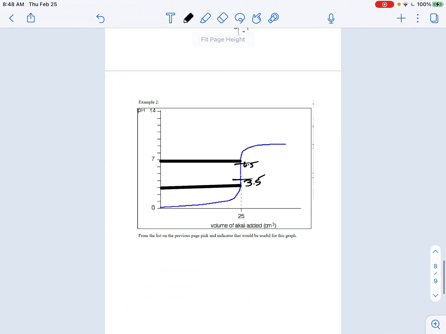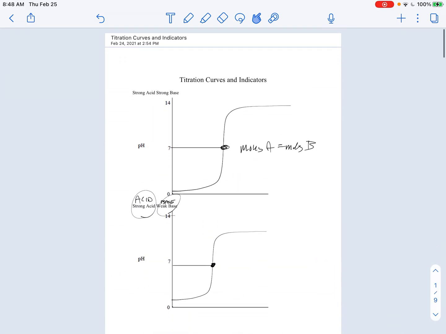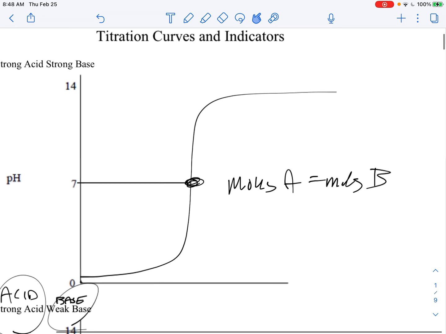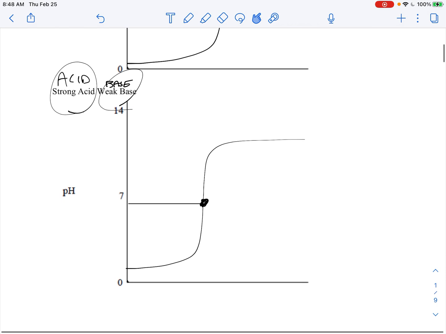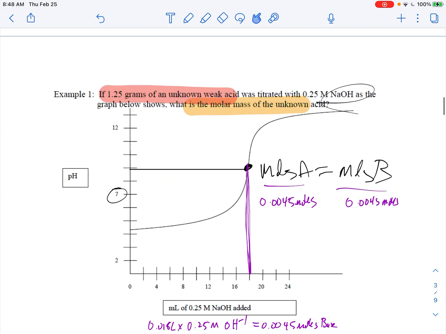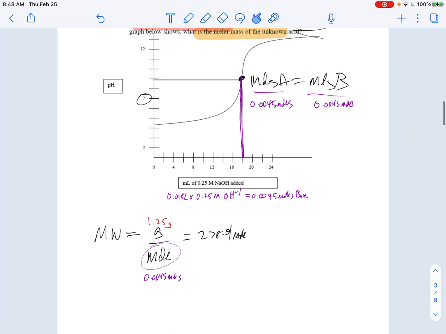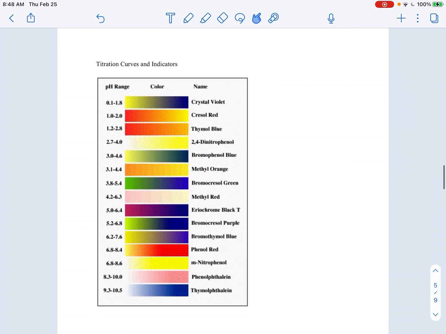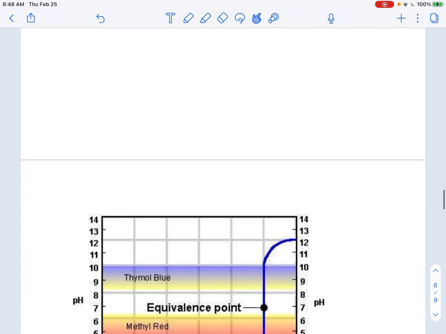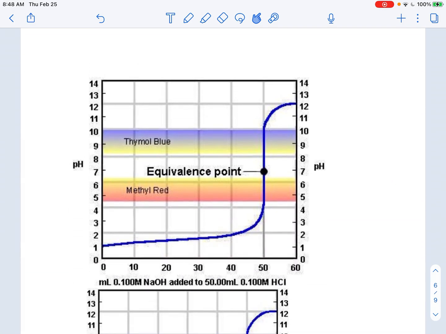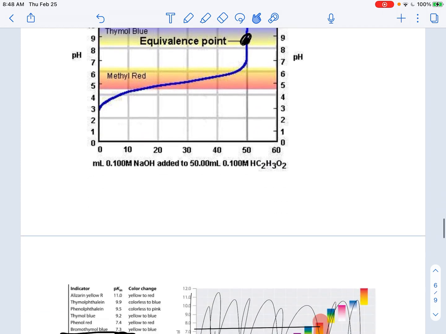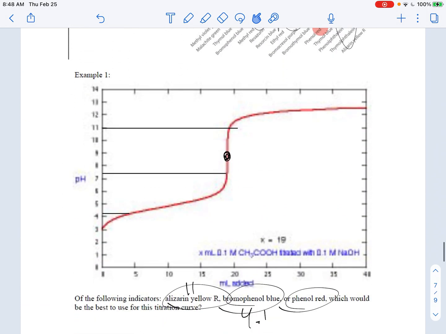So the important thing to know overall is that if you are strong, strong, it's going to be an equivalence point at 7. If you are strong, weak, it's either going to be above or below 7, depending on which one is strong and which one is weak. You now have another tool in your pocket to determine what the molar weight or the molecular mass of a substance is, and you know a little bit about how to pick an appropriate indicator based upon where that indicator would fall for the particular titration in question.